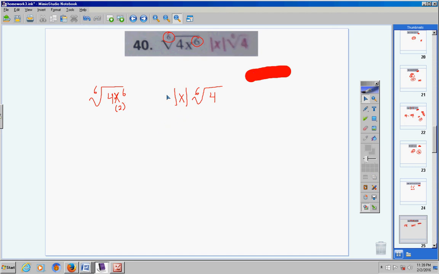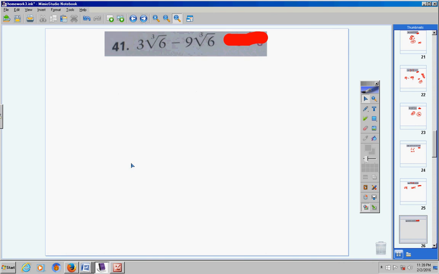Alright, moving on to number 41. Okay, we're subtracting radicals now. Do you guys remember what I taught you? If you're multiplying radicals, all that you have to have is a common index. However, if you're adding or subtracting radicals, you must have a common index and a common radicand. You must have both, okay? Well, my indexes are 3 and 3, so that's good. And my radicands are 6 and 6, so that's good.